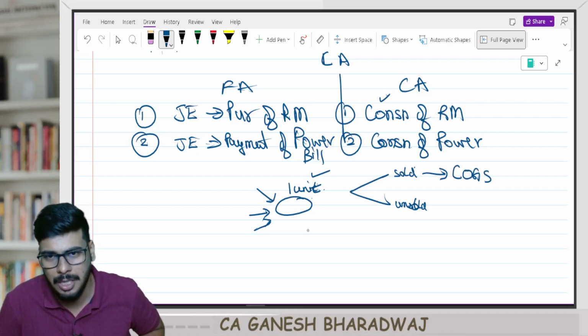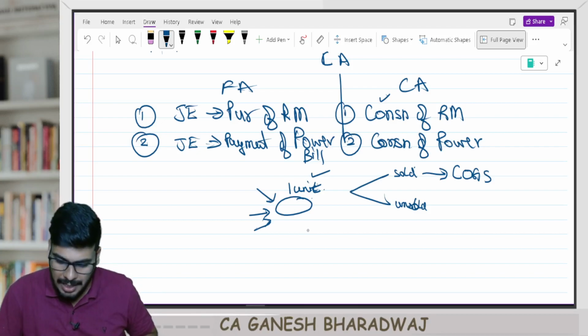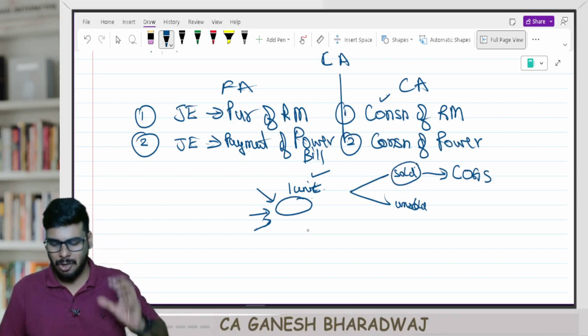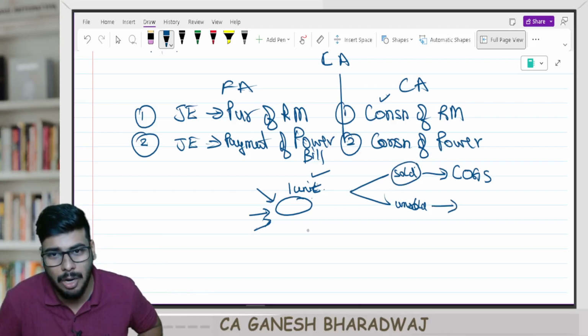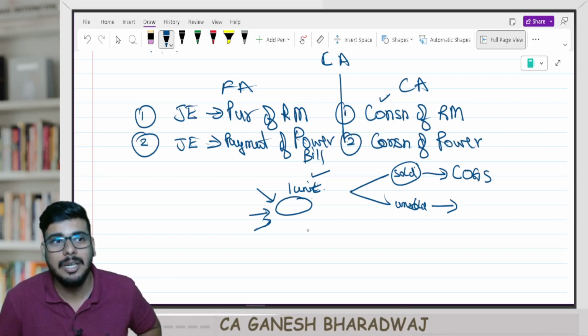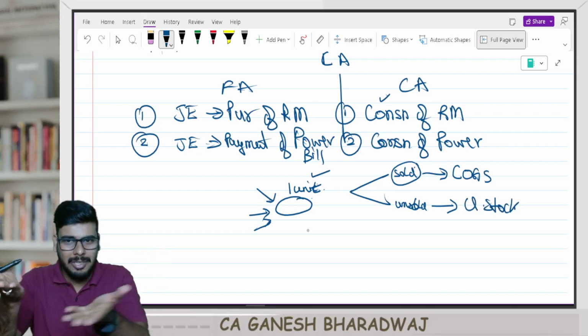Have you heard of this word? Cost of goods sold. The cost incurred in respect of units sold is called cost of goods sold. The cost incurred in respect of units unsold is called what? Exactly. That is called closing stock. The goods unsold only remain in my stock.